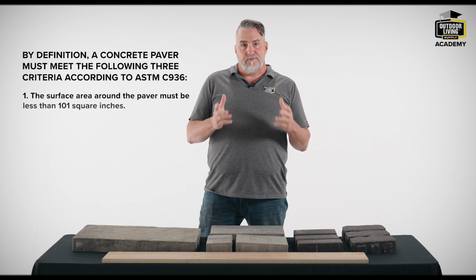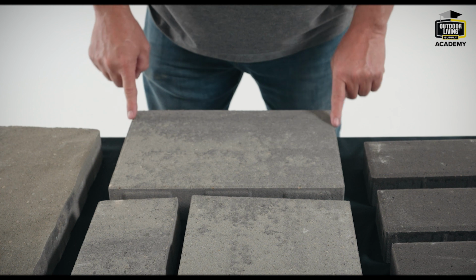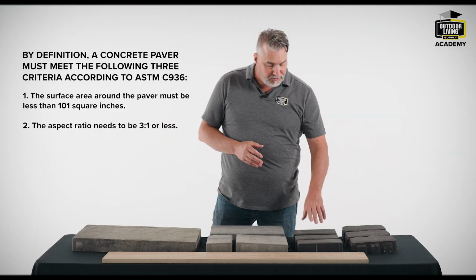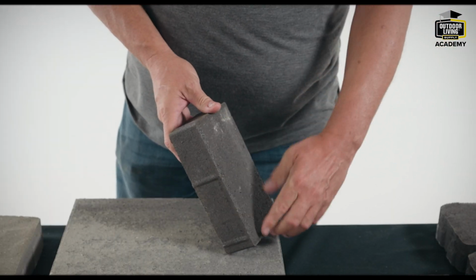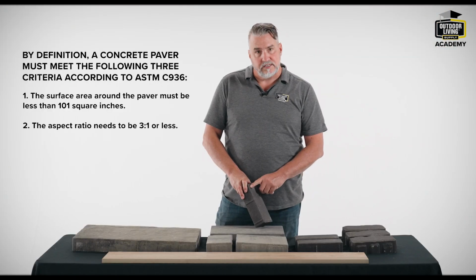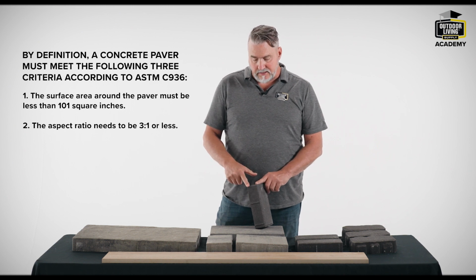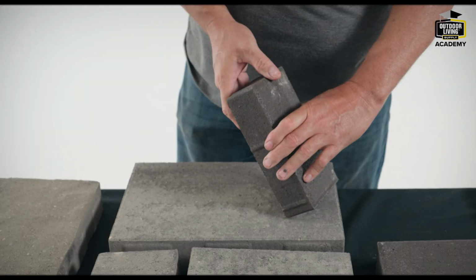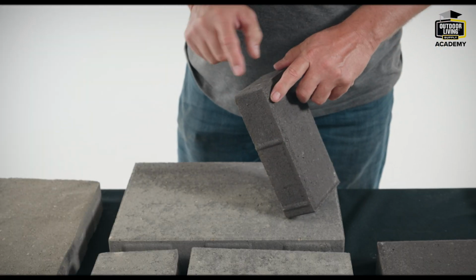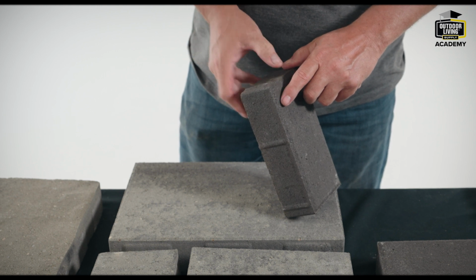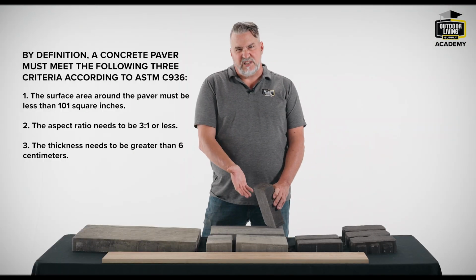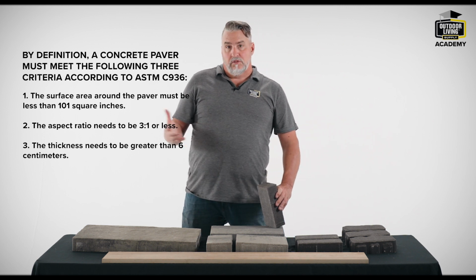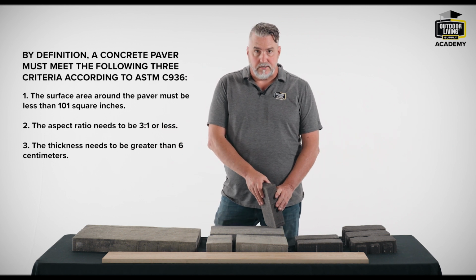The first is the surface area around the paver, which needs to be 101 square inches or less. The second is the aspect ratio, has to be 3:1 or less, and the aspect ratio is essentially the longest side of the paver divided by the thickness, and that gives you your aspect ratio. 3:1 or less can be considered a paver. And the third is thickness. And this thickness here needs to be at least a minimum of 6 centimeters or 60 millimeters, whichever one you prefer. Anything skinnier than that or larger than 101 square inches is considered a slab.